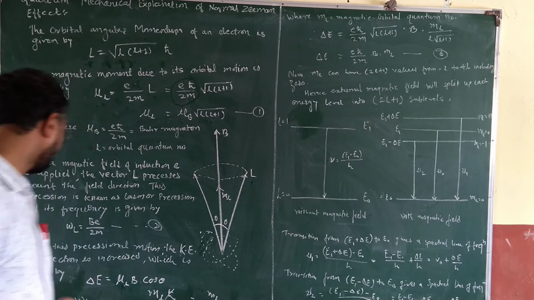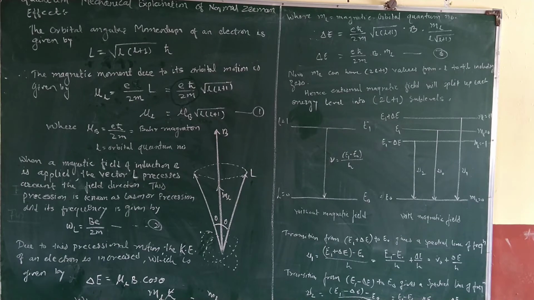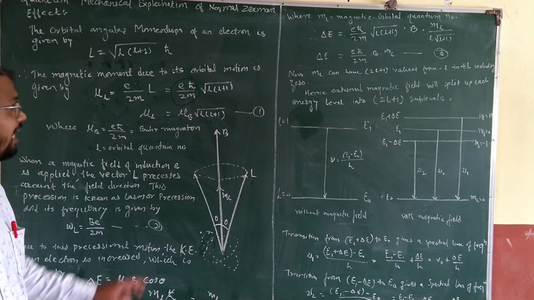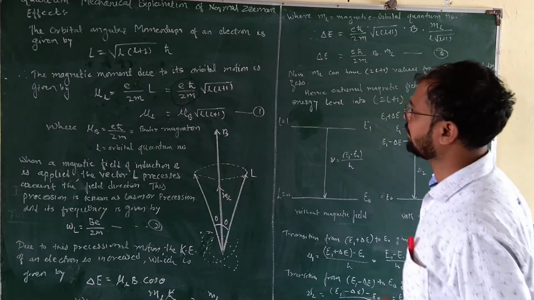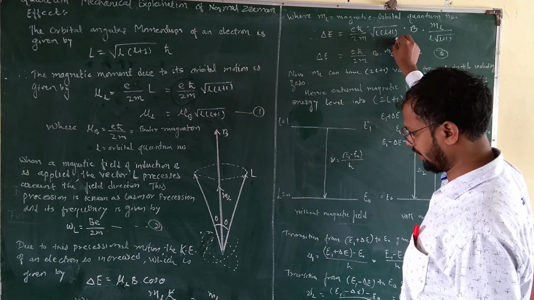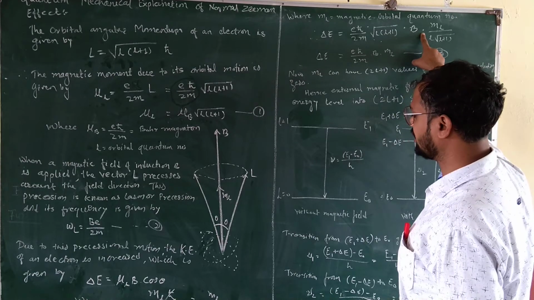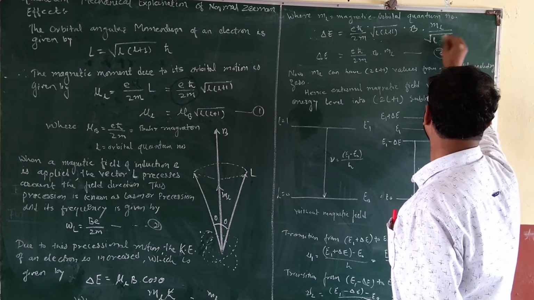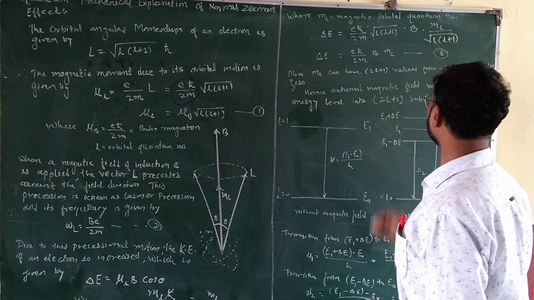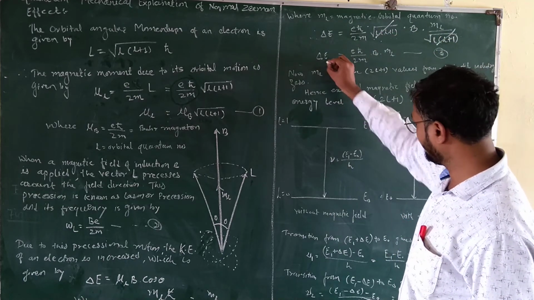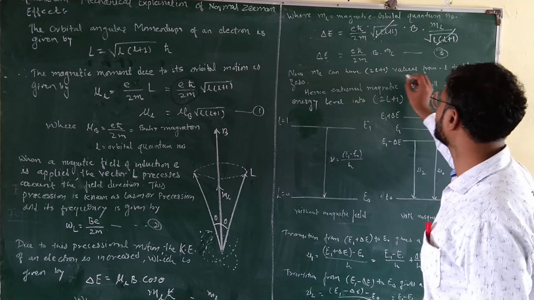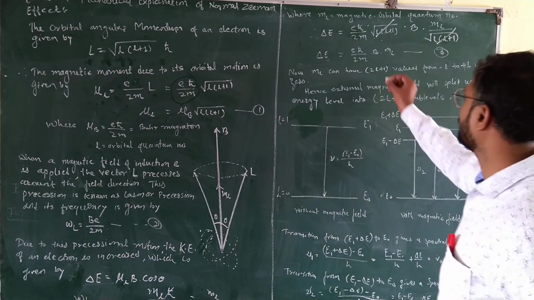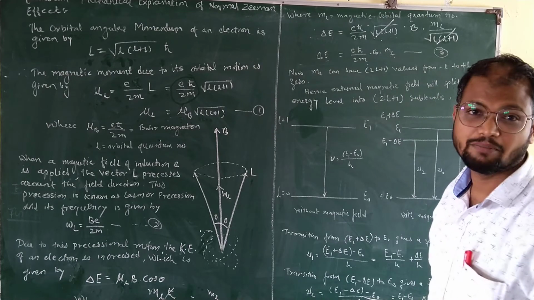Here, the increased kinetic energy of the electron, delta E, equals mu_L, which is e h cross upon 2m times the square root of l(l+1), into B, into cos theta, which is m_l divided by the square root of l(l+1). This cancels out, so we get the increased kinetic energy delta E equals e h cross upon 2m into B into m_l. This is equation number 3.